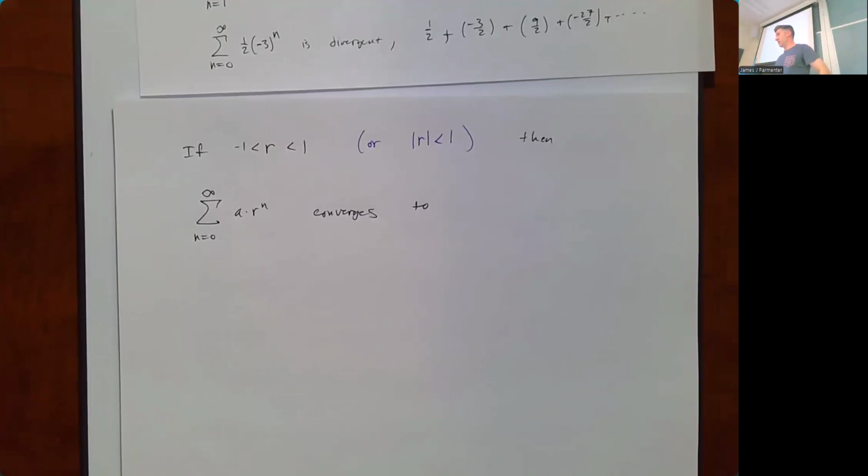We often write these as starting n equals 0, but really you can start it anywhere. So you can start like n equals 17 and still figure out what it converges to.